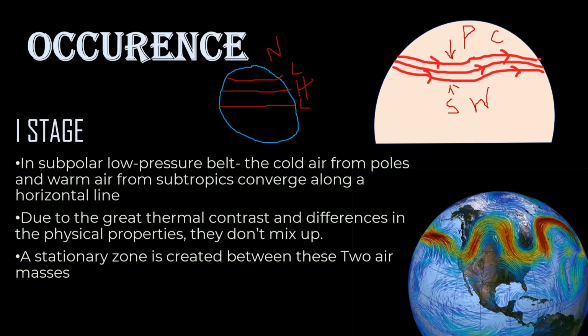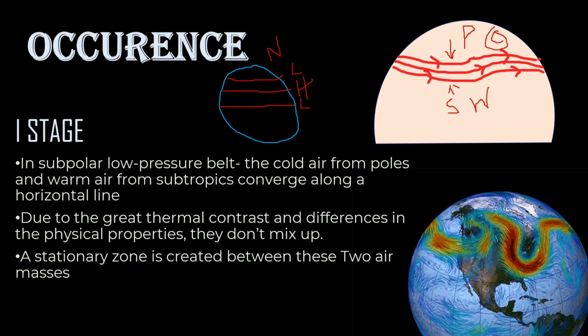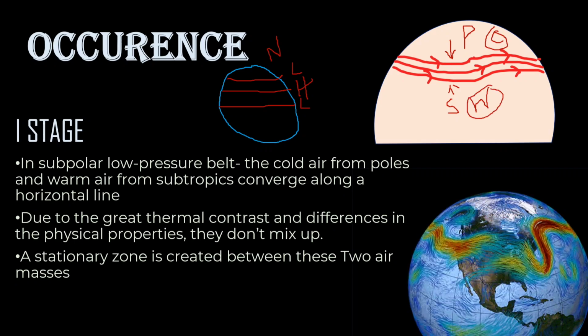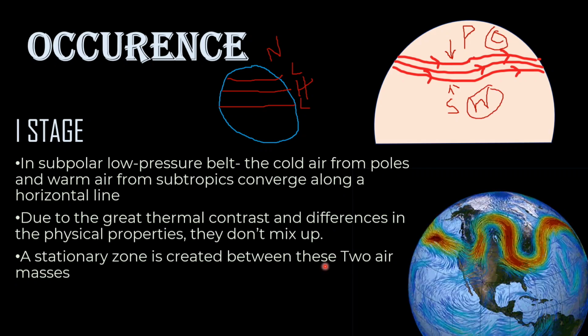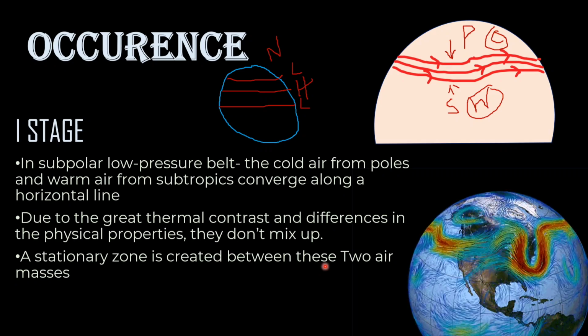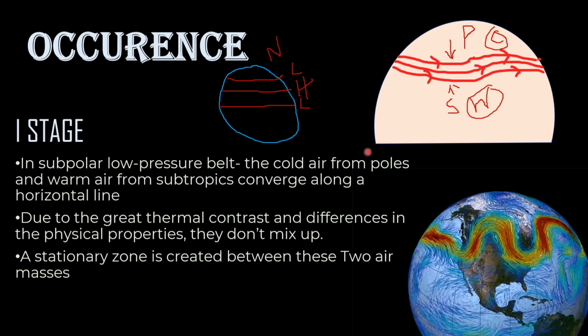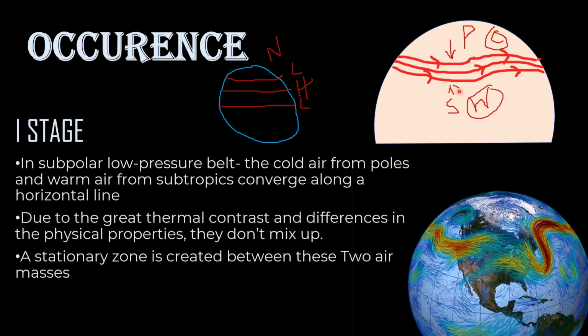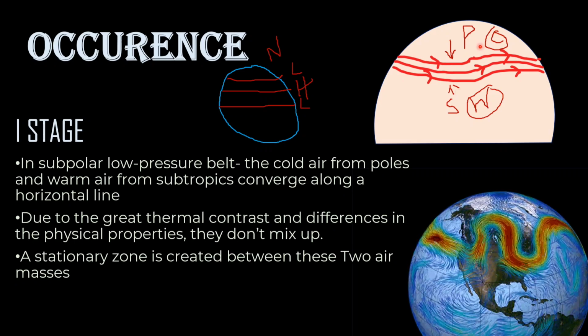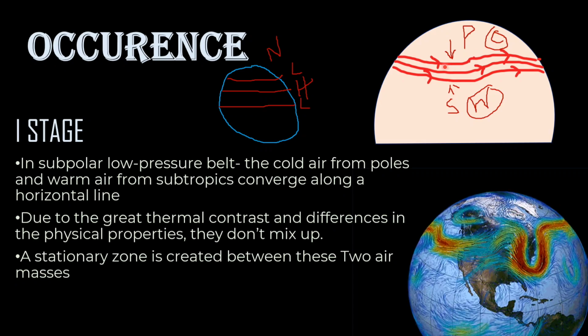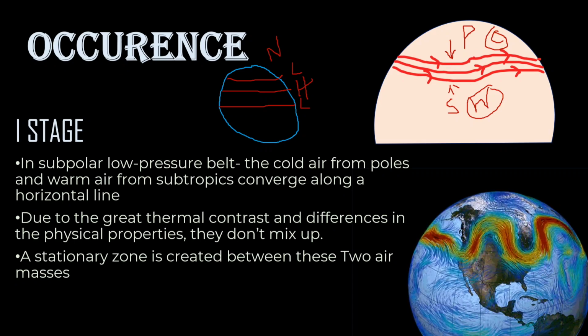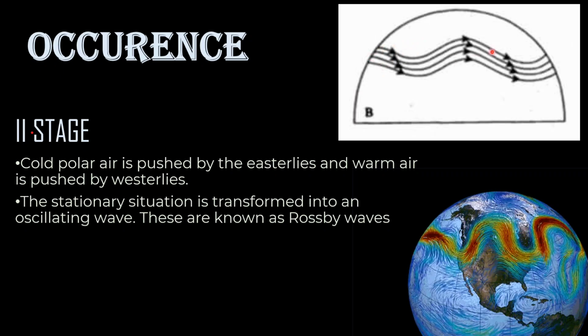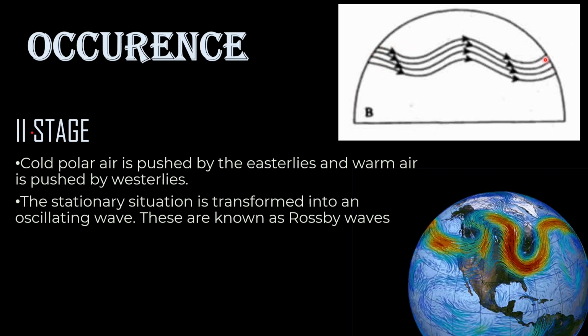The first one is cold and the second one is warm. Due to these differences in thermal contact and physical properties, they did not mix up. So a zone of stationary situation is created between these two air masses. There is a stationary situation, and it is in the mid-latitude region.